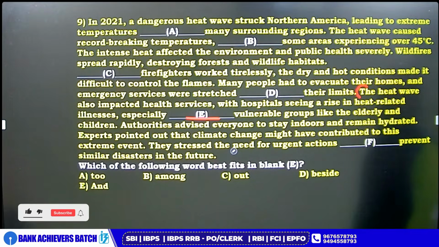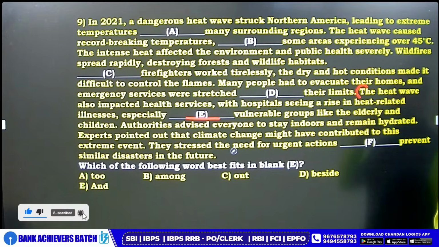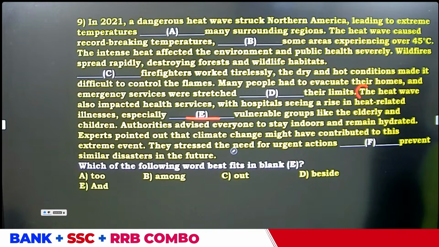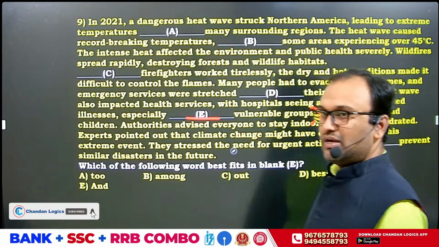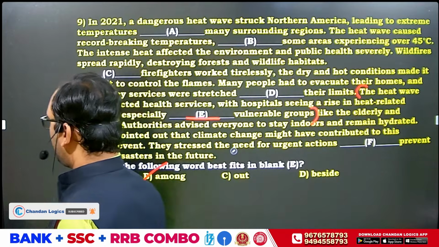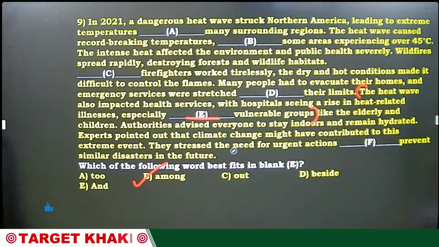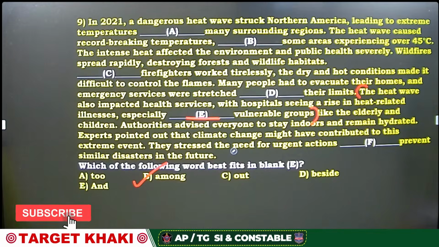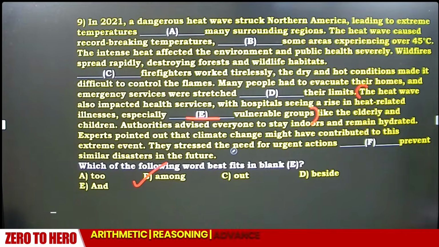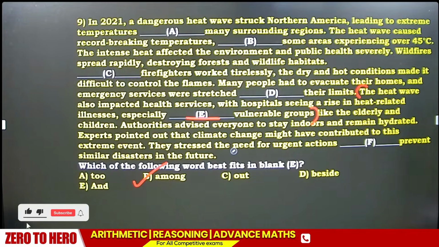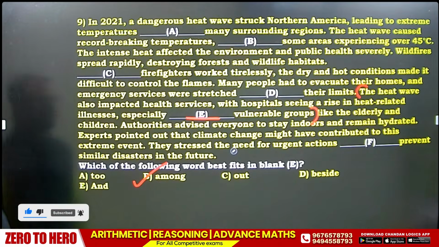The heat wave also impacted health services, with hospitals seeing a rise in heat related illness, especially dash vulnerable groups. Especially among the vulnerable groups. See? The heat wave also impacted health services, with hospitals seeing a rise in heat related illnesses, especially among the vulnerable groups. Here among comes.